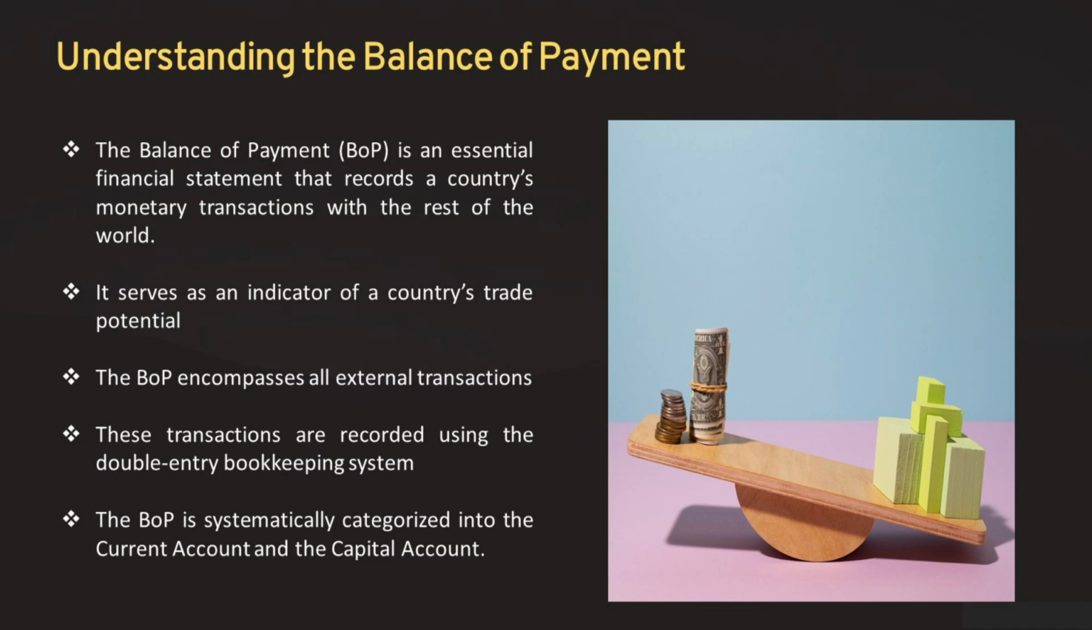Now, those transactions are recorded using a double entry bookkeeping system where every transaction is noted either as credit, that is receipt from abroad, or debit, that is payment to abroad. Another important thing is that a country maintains its balance of payment very systematically. They systematically categorize it into current account and capital account, ensuring that the country's financial dealings remain balanced.